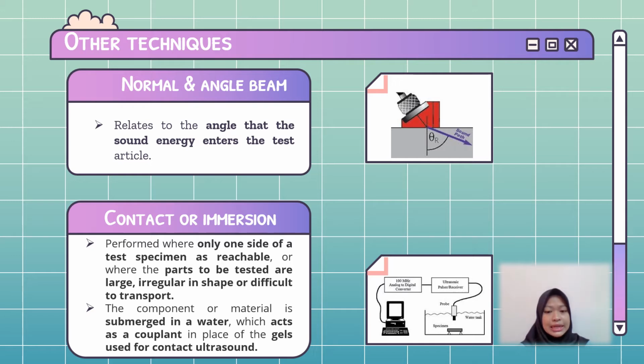Contact ultrasound testing can be performed where only one side of a test specimen is reachable or where the parts to be tested are large, irregular in shape, or difficult to transport. In immersion testing, the component or material is submerged in water which acts as a couplant in place of the gel used for contact ultrasound.